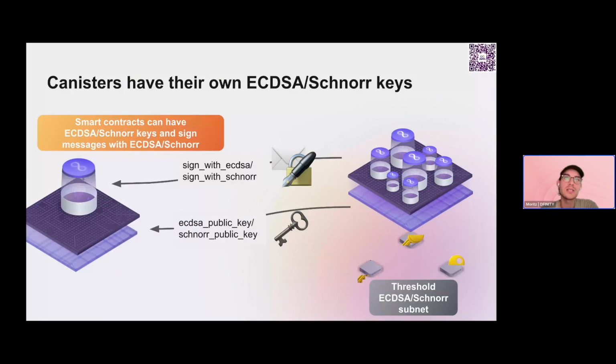So here's a quick example of a canister interacting with a threshold ECDSA or threshold Schnorr subnet. To request, for example, signatures, there are two methods: sign with ECDSA and sign with Schnorr. And to get a public key for the canister, or for any canister, there are the ECDSA public key and the Schnorr public key API methods. And those four methods are again exposed through the management canister.